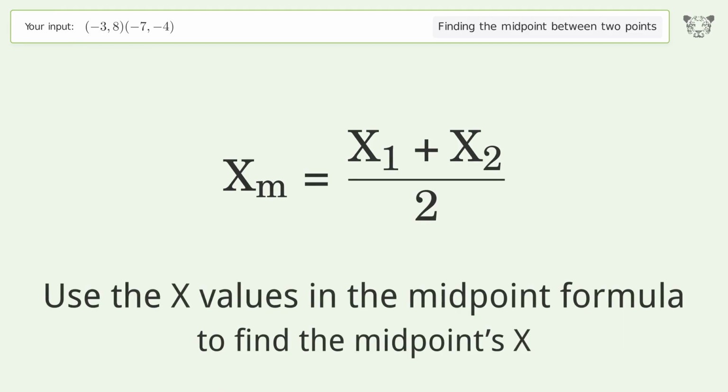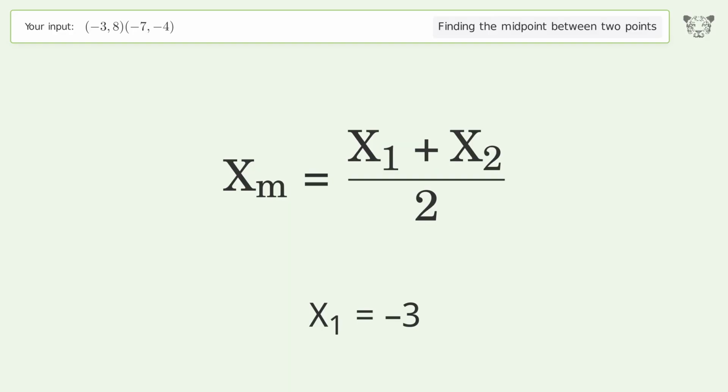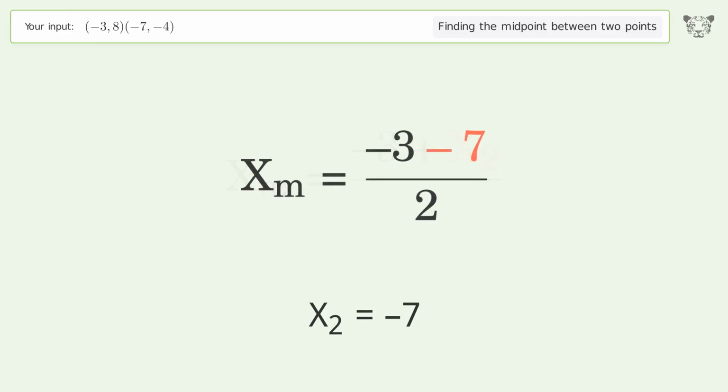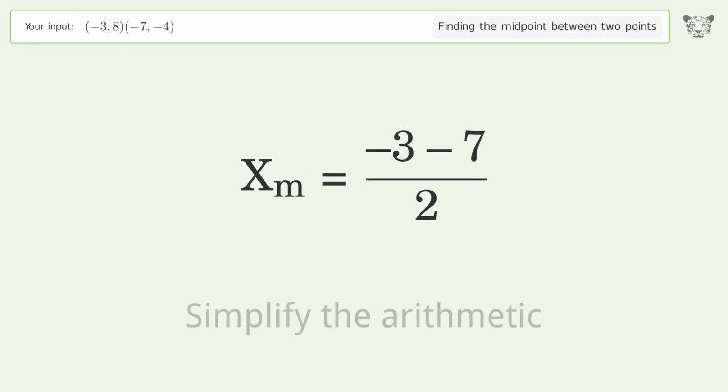Use the x values in the midpoint formula to find the midpoint's x. x1 equals -3. x2 equals -7. Simplify the arithmetic.